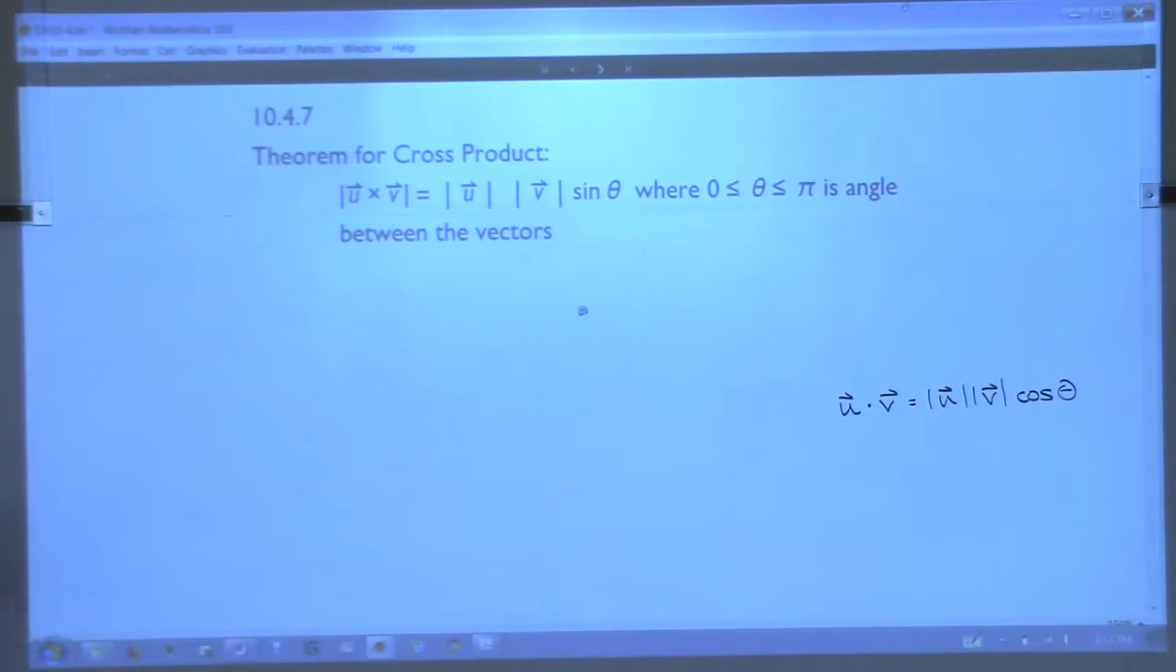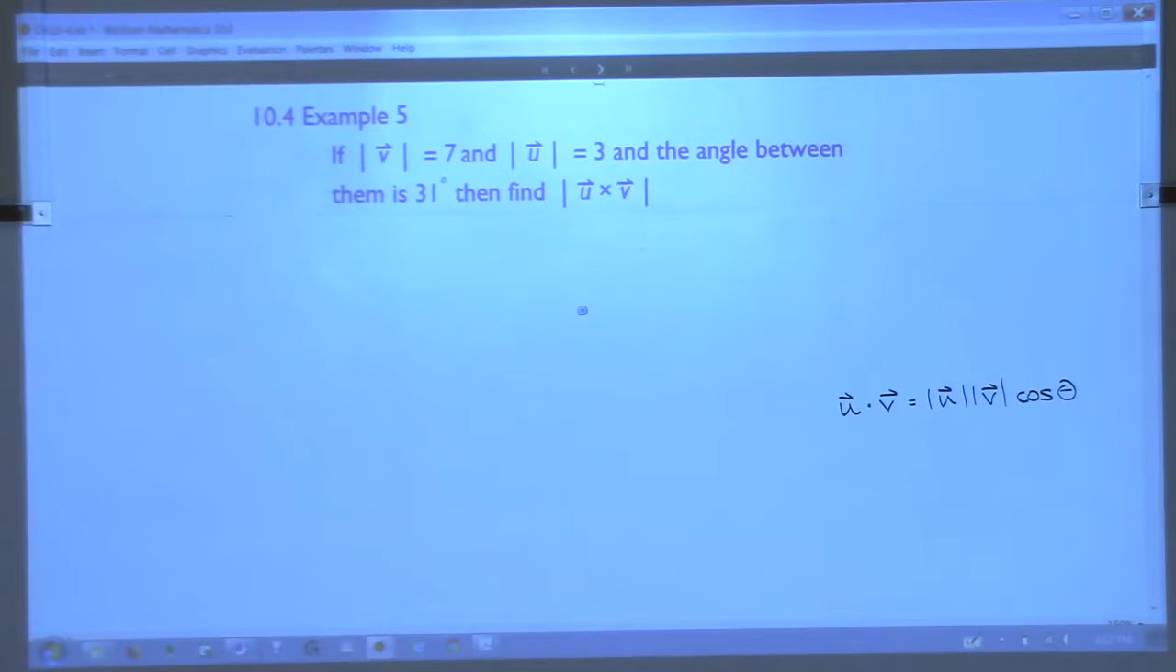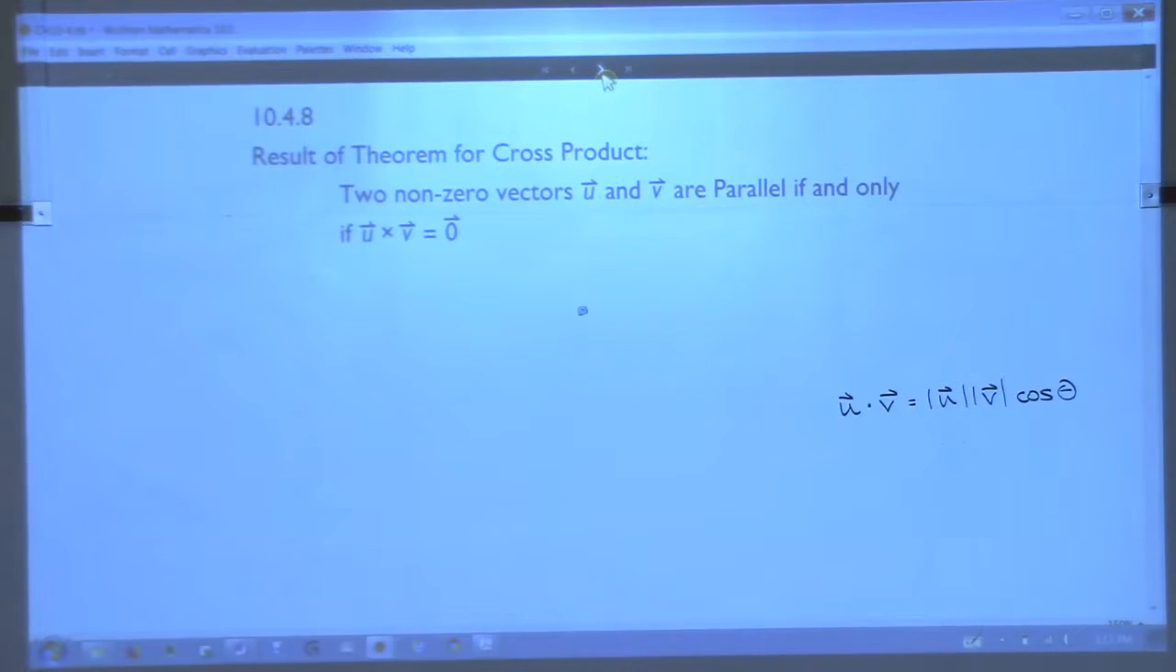That's a nice formula, but it's definitely not as important as the one for the dot product over there. Yeah, that one's not worth it. So, this is the major result. Two non-zero vectors u and v are parallel if and only if their cross product is the 0 vector.